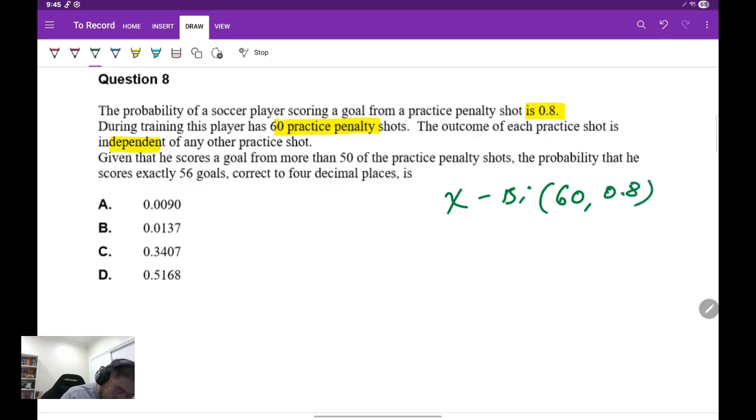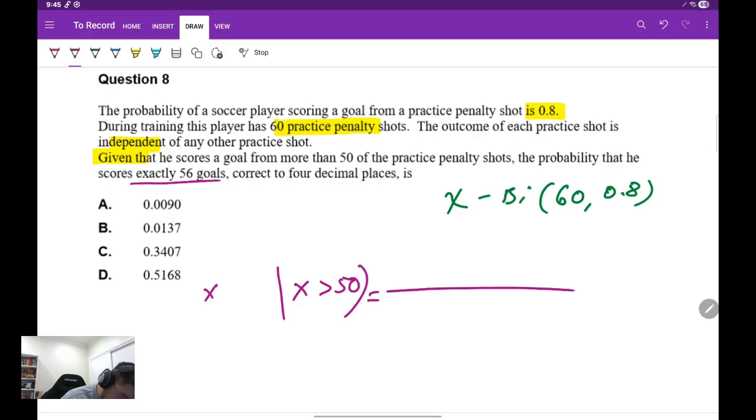It says given, so this is conditional probability. We've got to use given. Given that he scores a goal for more than 50 of the practice penalty shots, so given that x is greater than 50, the probability that he scores exactly 56, so this one here is x equals 56. And that's probability, and we can do that.